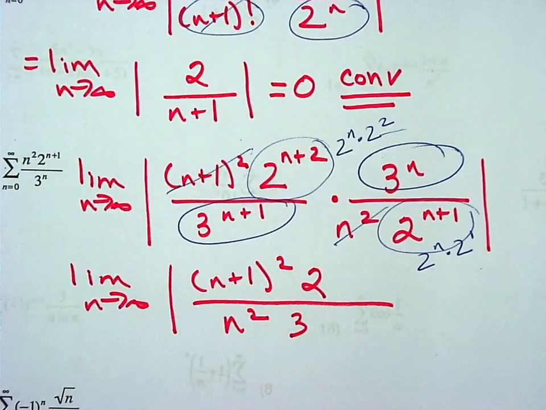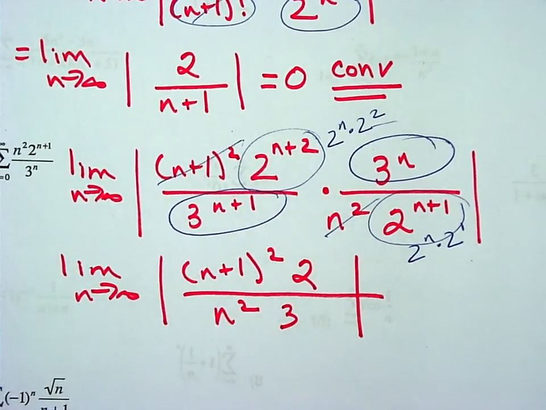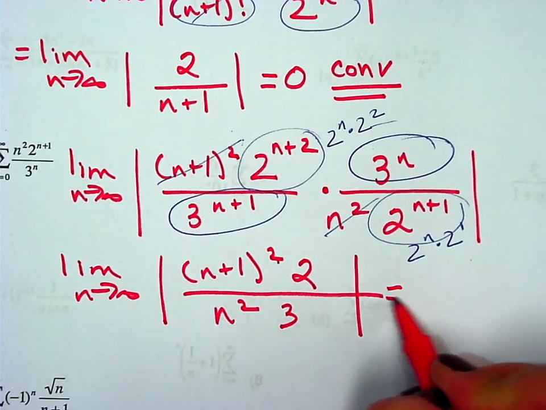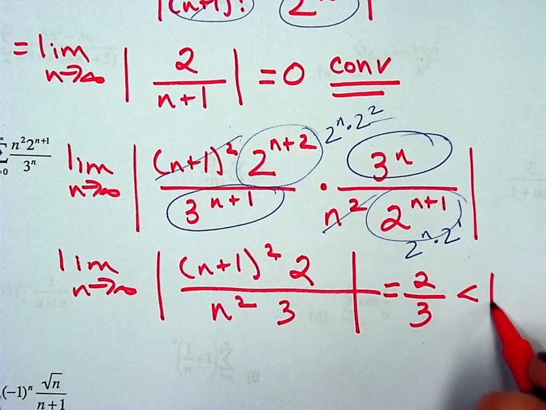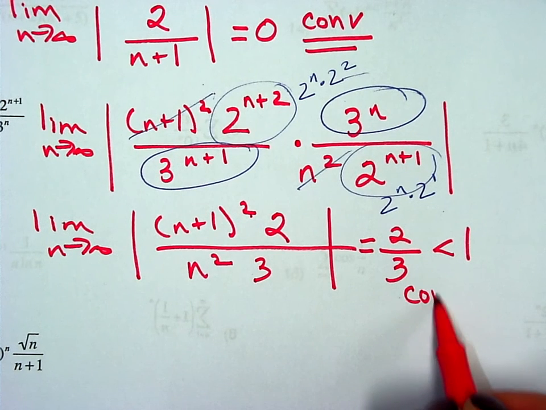Okay, what is this limit? Degree on the top and the bottom is the same, so your ratio of the lead coefficients, so this limit is 2/3. Again, this is less than 1, so I can conclude that this series converges by the ratio test.